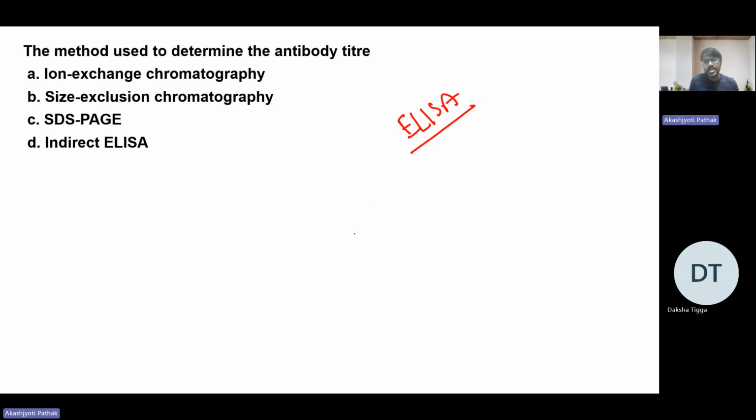Okay, so in your ELISA you have 96 well plates, and in these plates you have the antigen immobilized. The antigens are immobilized on these wells, and then you add the blood sample or whatever sample you have. Your sample will have antibody, so your antibody will go and bind to your antigen. If your sample has less antibody, it will bind less. If the sample has more antibody, it will bind even more.